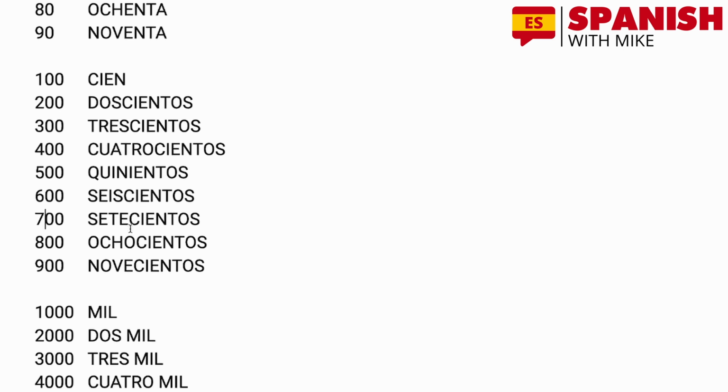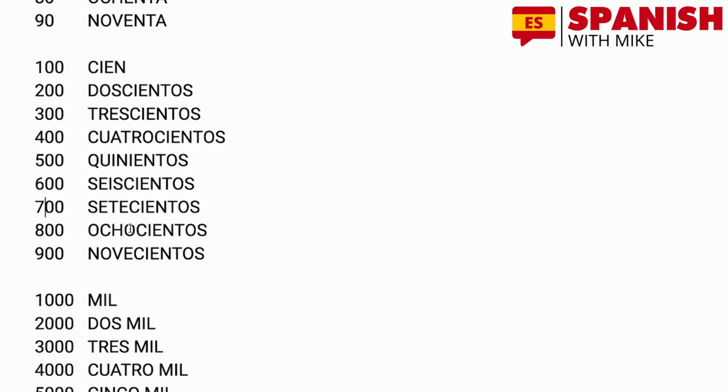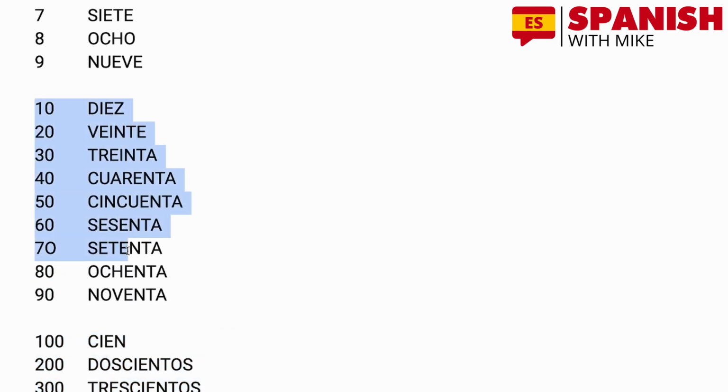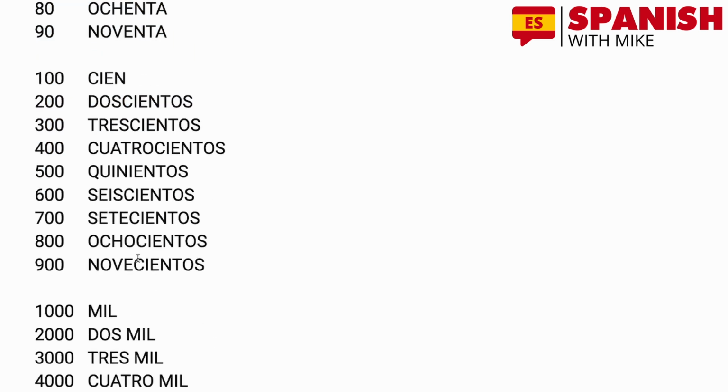Latin roots, of course. For 800, we have ochocientos. Again, ochocientos, 800. For 900, we don't have nuevecientos, but we have novecientos. Once again, Latin roots. And we have covered the hundreds. We have covered the tens, the units, and the hundreds.